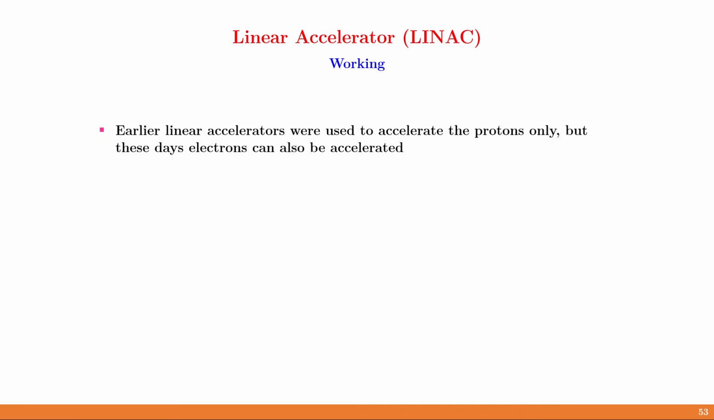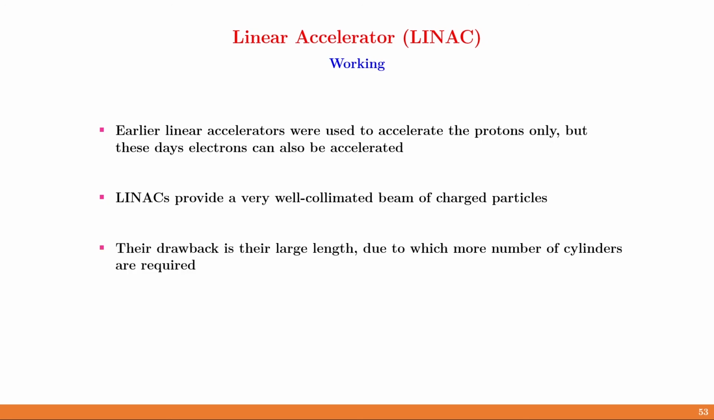Earlier, linear accelerators were used to accelerate the protons only, but these days electrons can also be accelerated. LINACs provide a very well collimated beam of charged particles, and their drawback is their large length, due to which more number of cylinders are required.